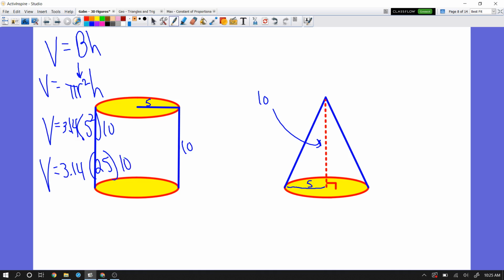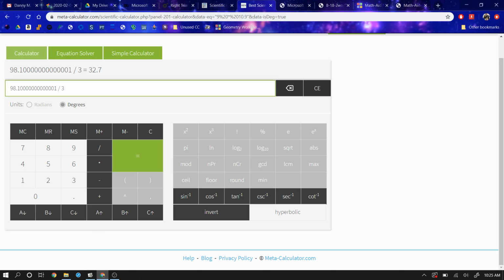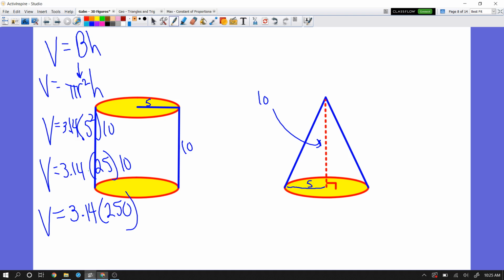And I can still use some mental math on this. So V equals 3.14 times 250. That'll be easier to type it in. 25 times 10. So 3.14 times 250. 785. So we have a volume of 785 cubic units.